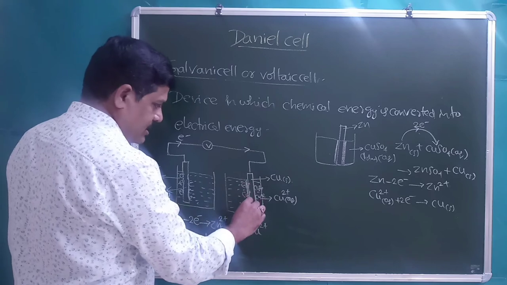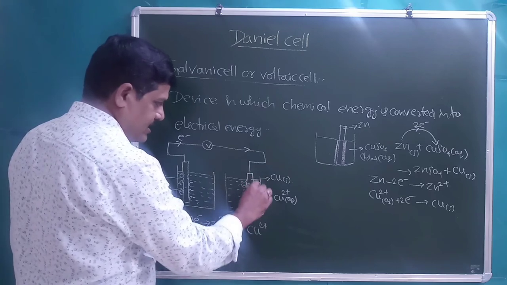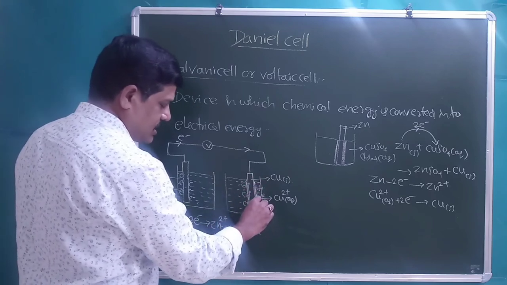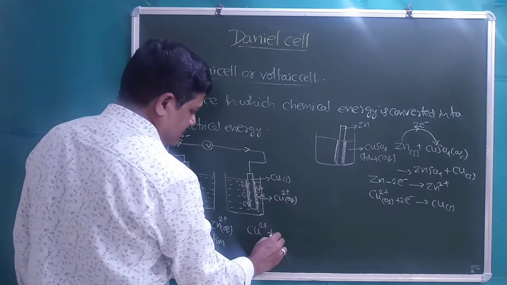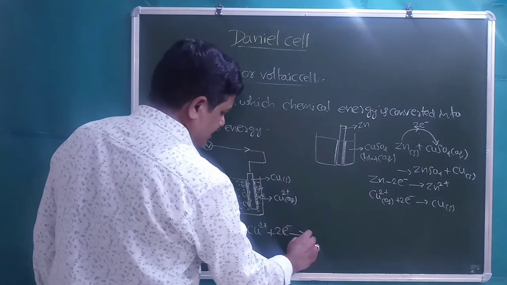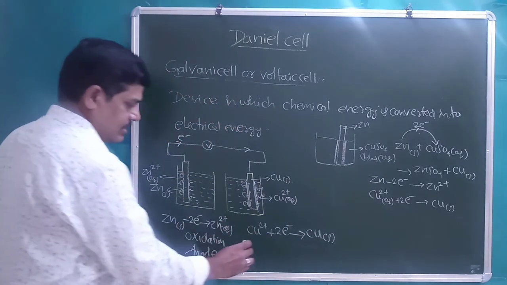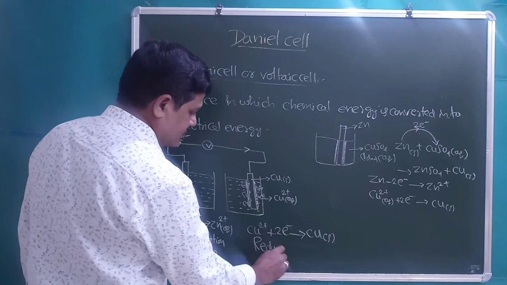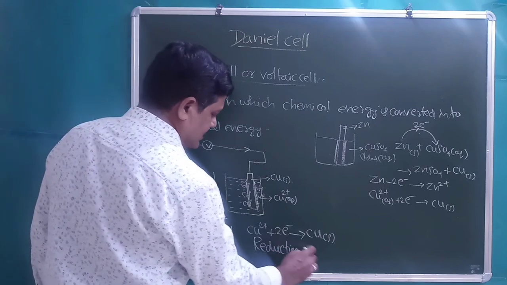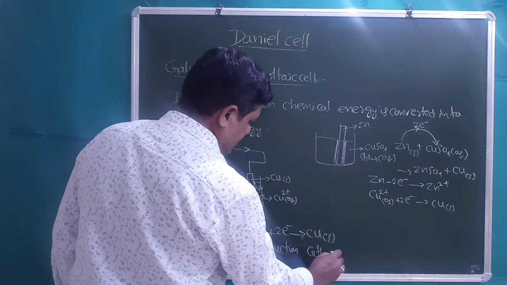With time, the thickness of this copper rod will increase because of a reduction taking place. Cu2+ plus 2 electrons gives rise to Cu solid. Gain of electrons is called reduction. The electrode at which a reduction takes place, we have to call it a cathode.